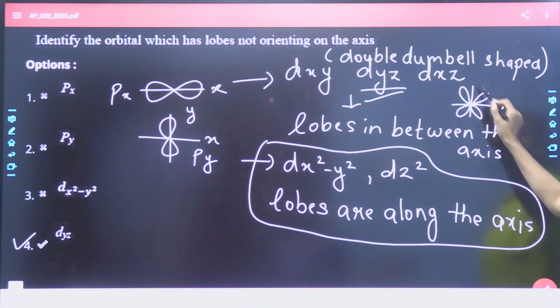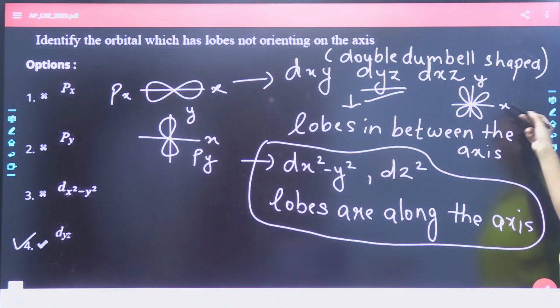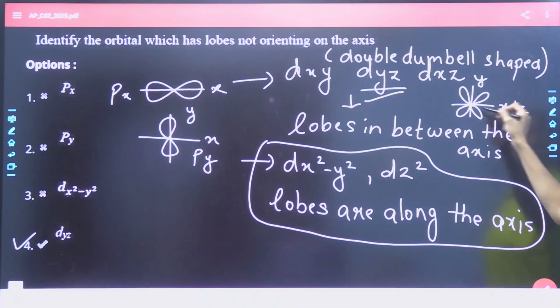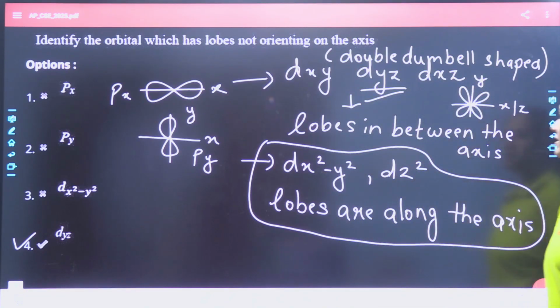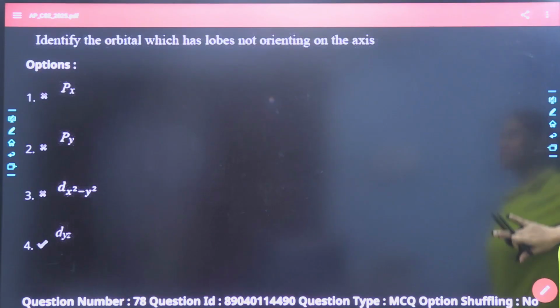This is the x-axis, this is the y-axis, or consider z. So the lobes are in between the axis. So the correct option is what? dyz. Clear? Let's see the next question.